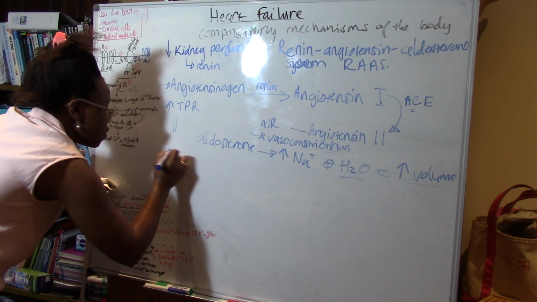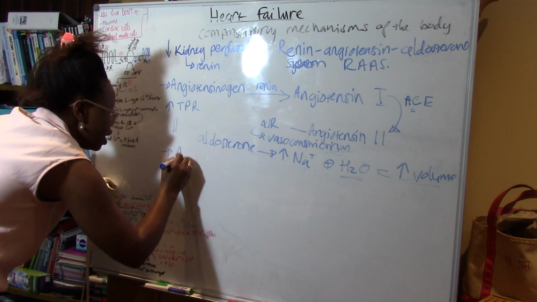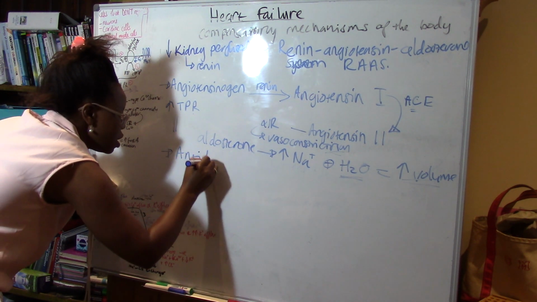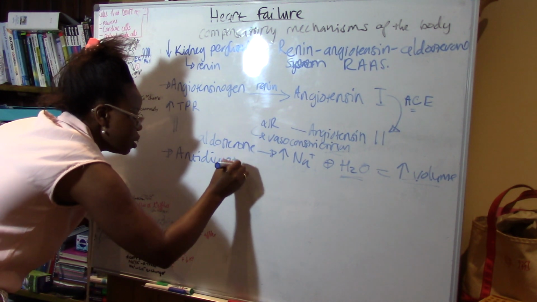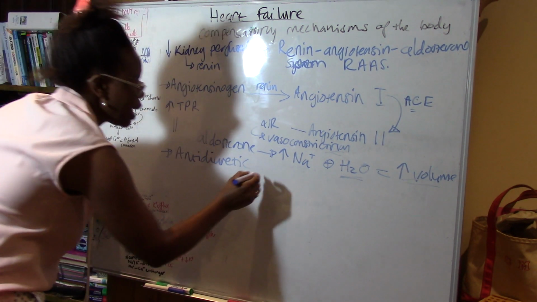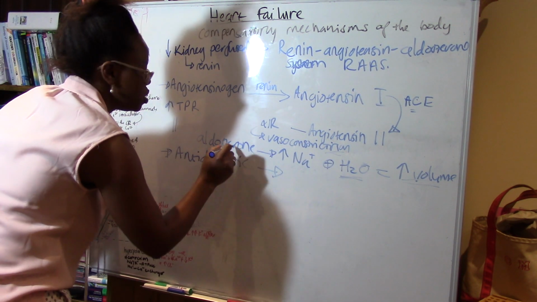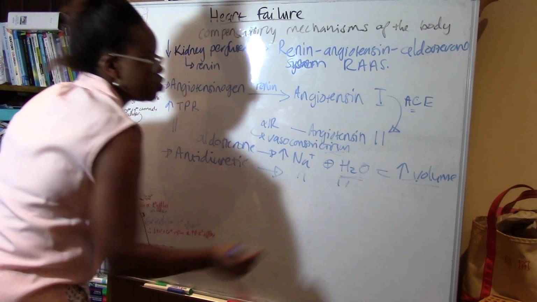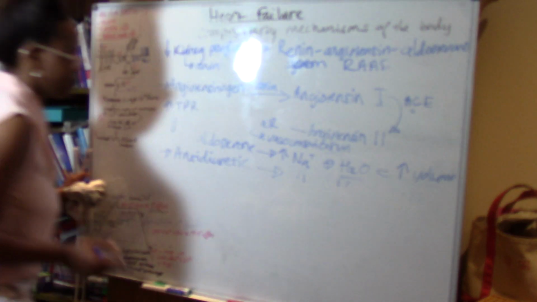So then another system that the body will do to compensate for a failing heart will be to secrete antidiuretic hormone from the pituitary. Again, this works similarly to aldosterone to increase blood volume.